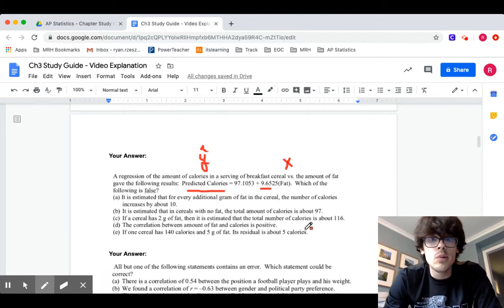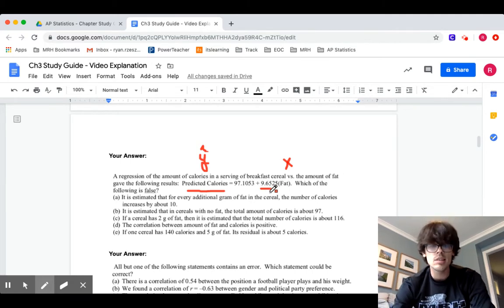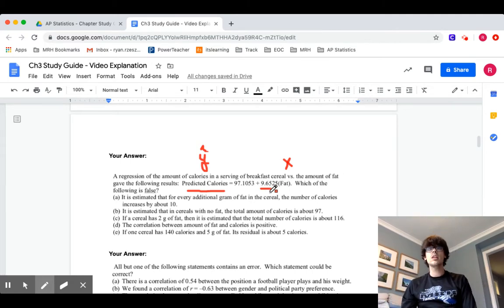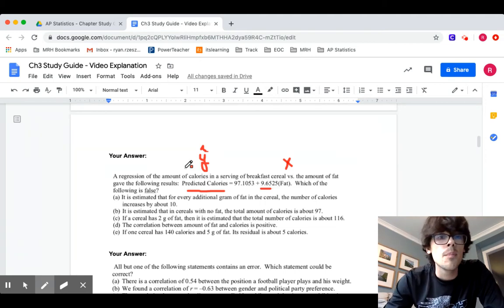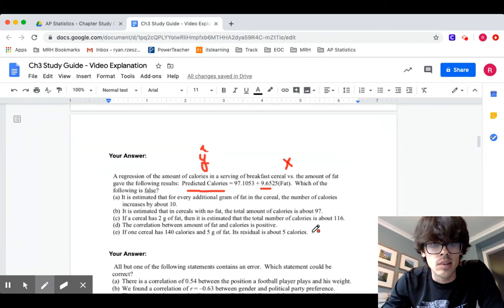D, the correlation between fat and calories is positive. You can tell that by looking at your slope. Positive slope means positive correlation, negative slope, negative correlation. So that is a true statement, meaning that E has to be the right answer.